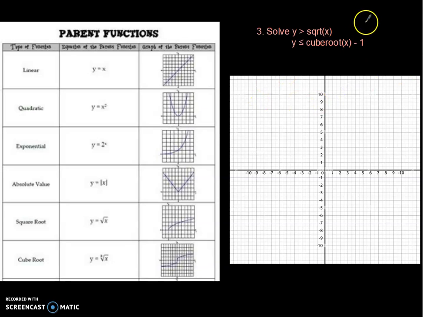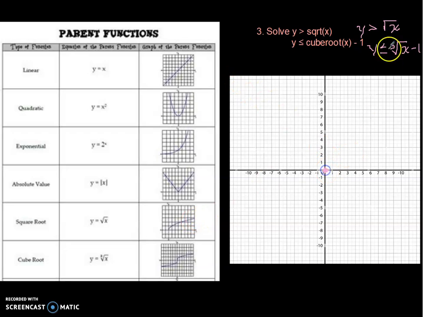I typed out the words, but just so you can kind of see it mathematically, y is greater than the square root of x. And for the second inequality, it would be y is less than or equal to the cube root of x, and then -1. So the square root of x is actually a parent graph. If you look, the square root of x is right there. That's what it looks like. So it starts at 0, 0.